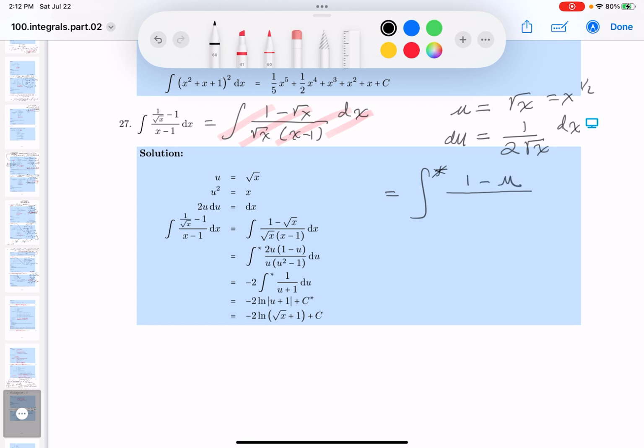All right, I got that part covered. What part did I get covered? This thing over here. Now, I see the dx, and I see the root x. That's 2 du's. All right, that's done. Now I'm looking at the x minus 1, and let me see if I can get that. That's going to be u squared equals x. So it's going to be u squared minus 1.